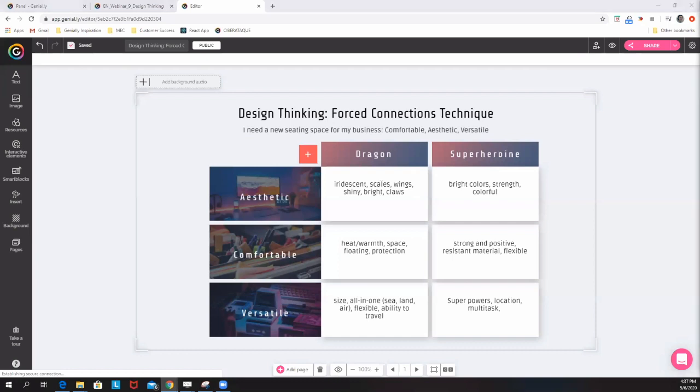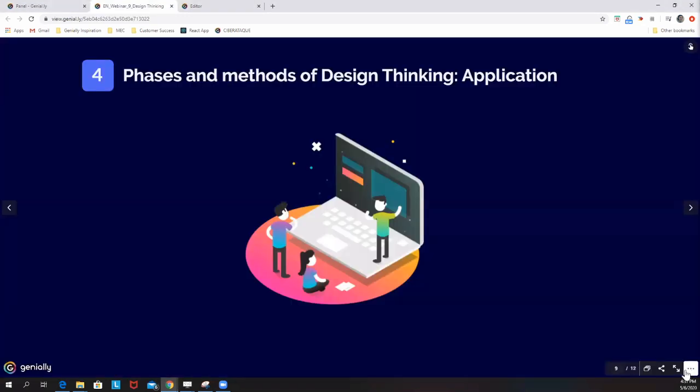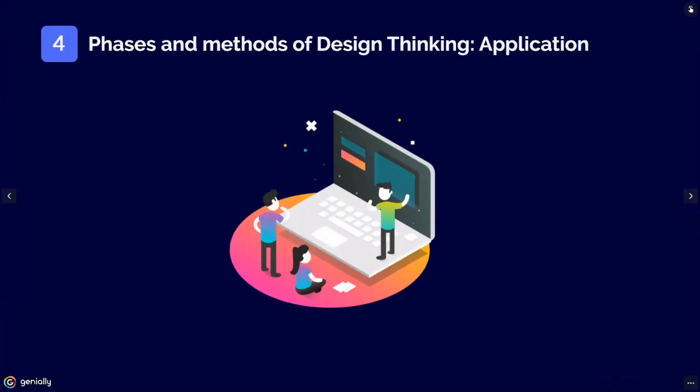So I'm going to just paste the link in the chat. There you go. So now you all have access to that creation that we just made, and you can think about what kind of furniture we can create for our clients. All right, so now I'm going to go back to our Genially here.